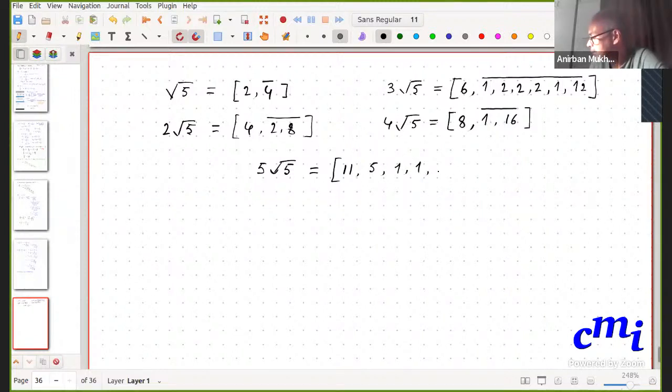I think you should try this online calculator. It gives very nice, interesting things. You can experiment with these numbers. And 5, 1, 1, 5, 2 repeats. So we can clearly see that the length of the period is really varying.